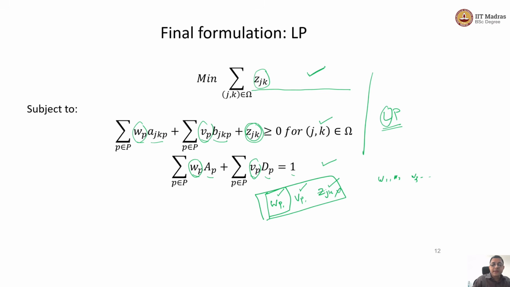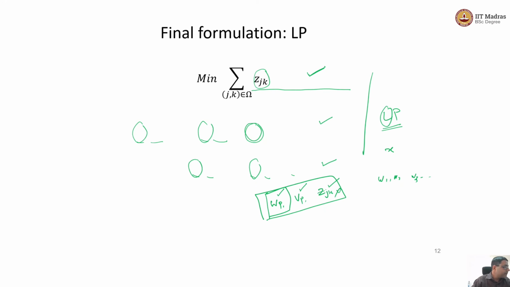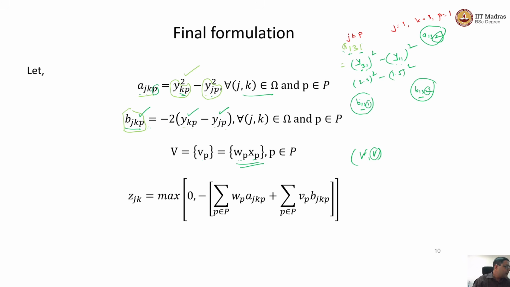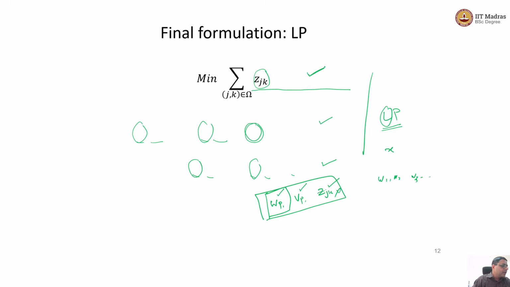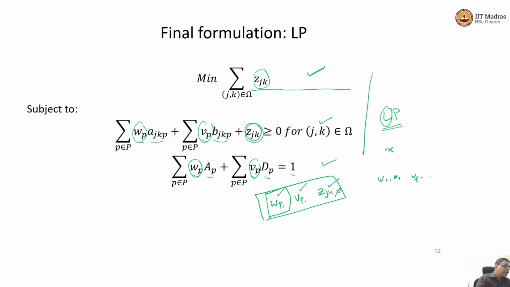Now, what did you want? You also wanted the location of the ideal point. How do you find the location of the ideal point? That was X. Now, where is X? You did not calculate X. You only calculated V. But from V, you can calculate X. So how will you calculate X? X is going to be calculated as W divided by V. So XP is calculated as WP divided by VP. And that is how you are going to get the coordinates of your ideal point.